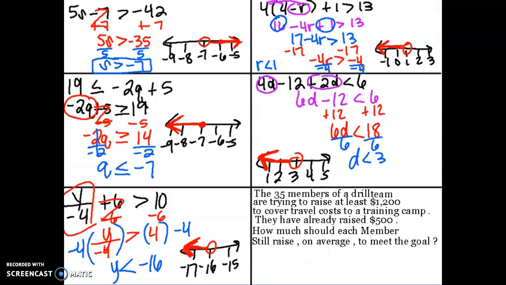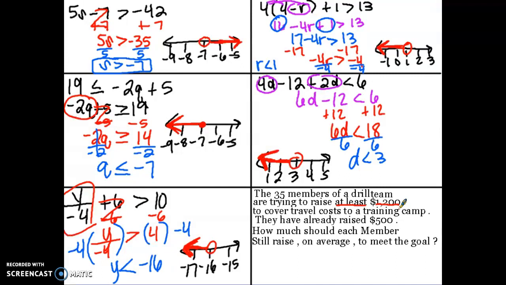The 35 members of a drill team are trying to raise at least $1,200 to cover the cost of the training camp. They have already raised $500. How much should each member still raise on average to meet the goal? So I'm looking for key words here. They want to raise at least $1,200. They can raise $1,200 or they can raise more than $1,200, but they want at the very least to get $1,200.